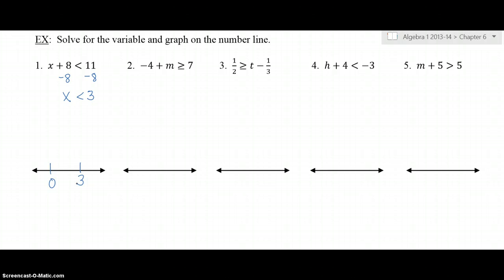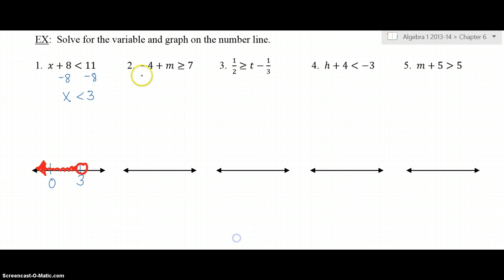Now if we graph this, we're going to have a dot on 3, but is that dot going to be open or closed? Open. Why is it going to be open? Because there's no equal sign on that less than. Okay, it's just less than, not less than or equal to. So it's everything up to 3 but not including 3. So we're going to have an open circle on 3. And where are the numbers less than or lower than? To the left. Questions on that?